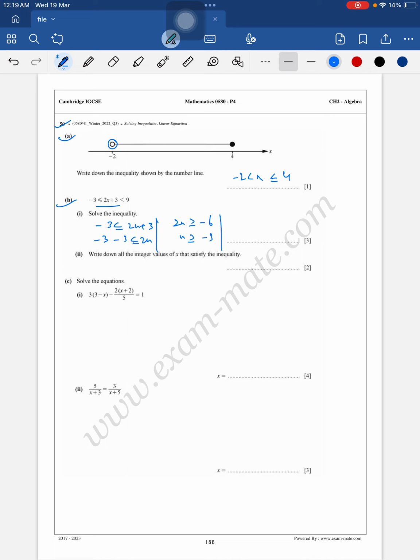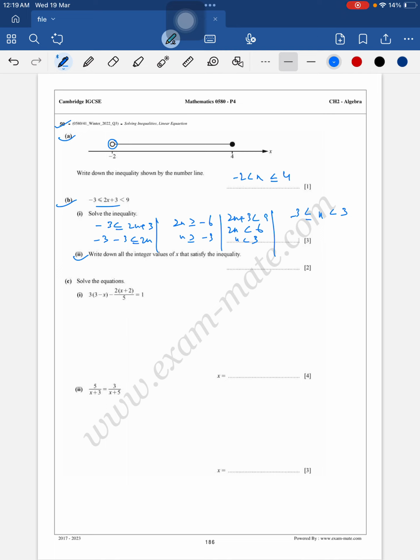Second part, we have 2x plus 3 is less than 9. 2x is less than 9 minus 3, which is 6. x is less than 6 upon 2, which is 3. So we have the answer, x is greater than or equal to minus 3 and less than 3.